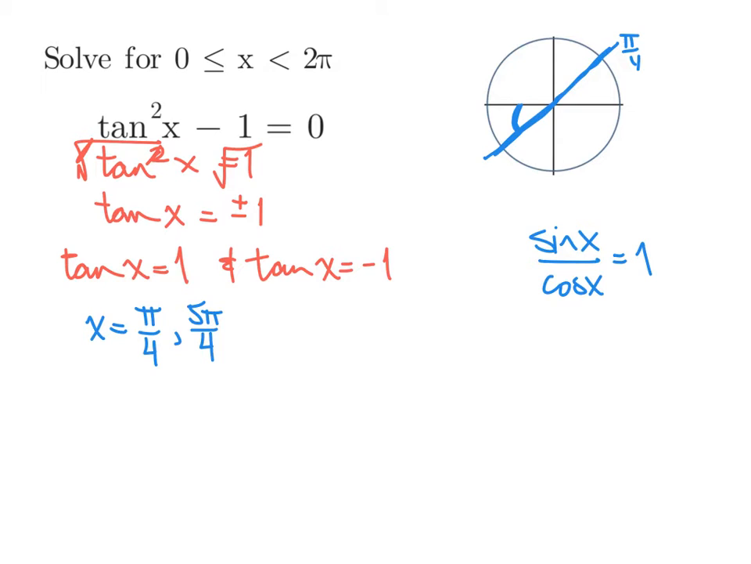Moving on to the negatives, to get tangent of x being negative 1, we would need sine and cosine to have opposite signs. That's going to happen in the second and the fourth quadrants. So we need the pi over 4 angle that's in each of those quadrants. The pi over 4 angle in the second quadrant would be 3 pi over 4. And the pi over 4 angle in the fourth quadrant is going to be 2 pi minus pi over 4. So 8 pi over 4 minus pi over 4 is 7 pi over 4.